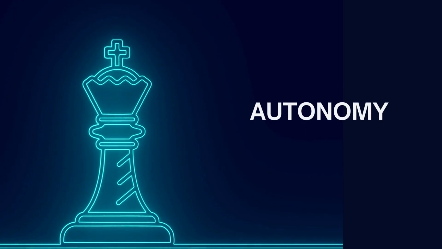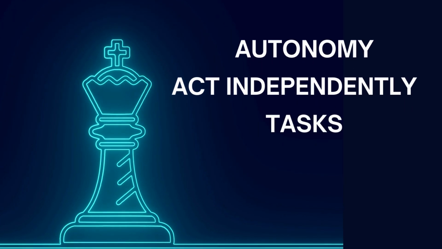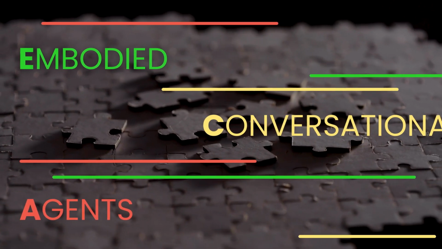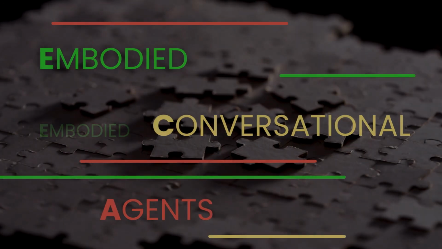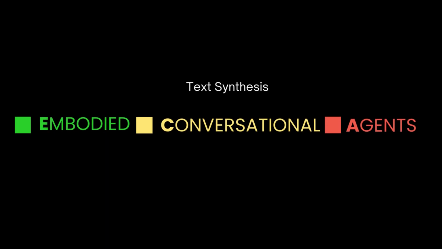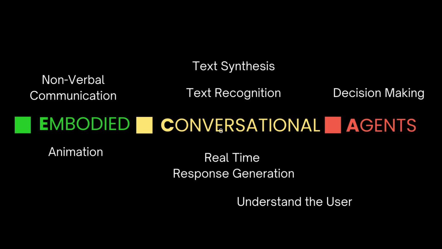In summary, the agent aspect of the ECA encompasses its autonomy, its ability to act independently, and carry out tasks itself. So now we can understand how embodiment, conversation, and agent all relate to each other. So the agent has a conversation with the user, converting text to speech and vice versa, but it needs to generate all these responses in real time, understanding the user and making its own decisions about how to verbally respond. It also decides what non-verbal communication it should be displaying, relating back to embodiment.